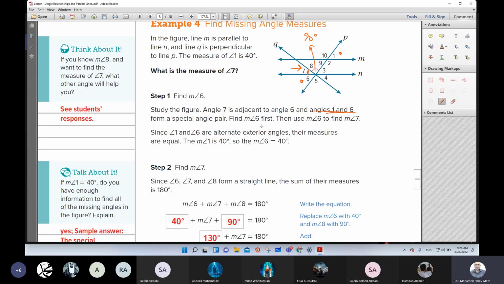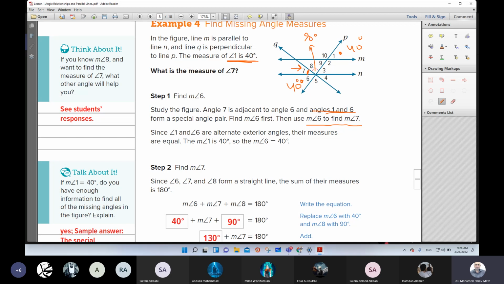So find the measure of 6 first, then use the measure of angle 6 to find the measure of angle 7. Okay, how to find the measure of angle 6? As you see here, angle 1 equals 40. Angle 1 here equals 40. And 1 equals 6, means 6 equals 40.